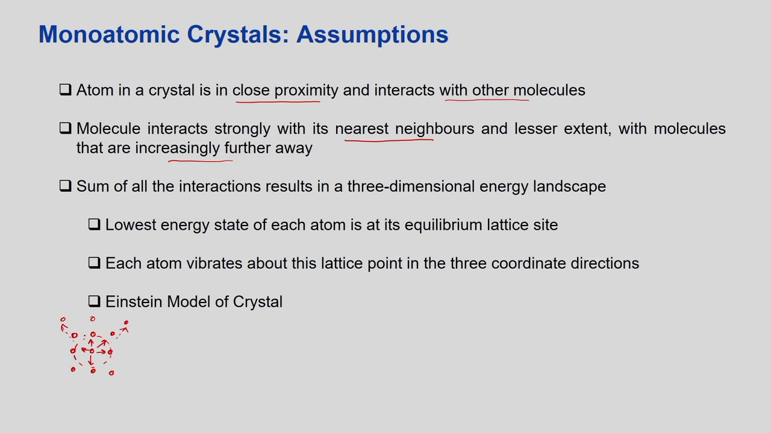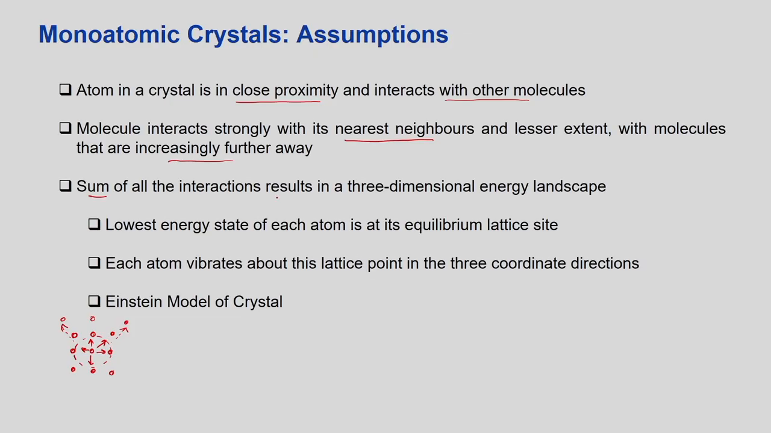That's what it says. So if I want to draw an energy landscape, what are the different energy contributions in the vicinity of the central atom? Those are a sum of these interactions. First is the lowest energy state of each atom. So we have to find out the lowest energy of each atom. We call this U0, the energy at the lowest state. We have done that in the vibrational case, n equal to 0, that is the lowest energy state.